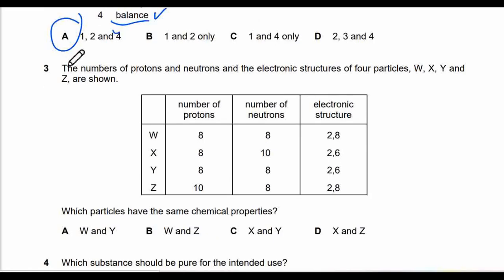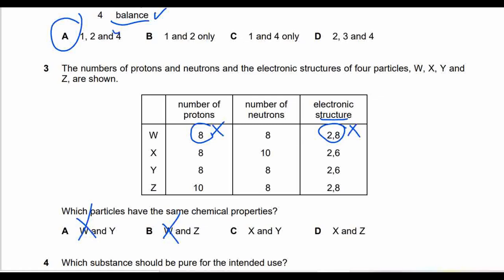Question number 3. The numbers of protons and neutrons and the electronic structures for particles W, X, Y, and Z are shown. Which particles have the same chemical properties? For elements to have the same chemical properties, they have to have the same number of electrons in the outer shell. The number of protons is equal to the number of electrons. So this is 8, but here the electronic structure is 2,8, so it's 10. It is not matching. So this is 10, this is 8. W will not be the answer.